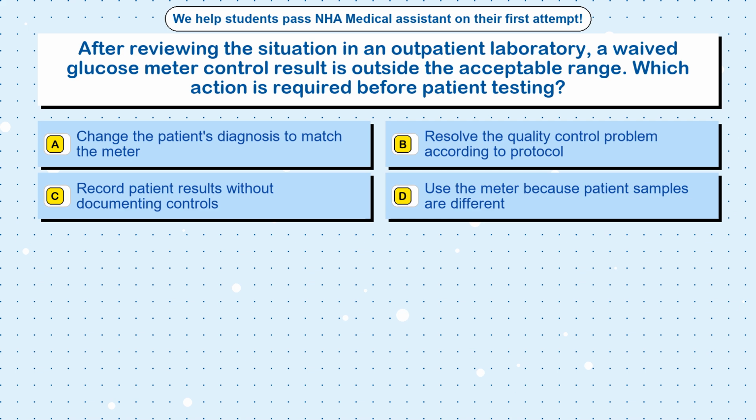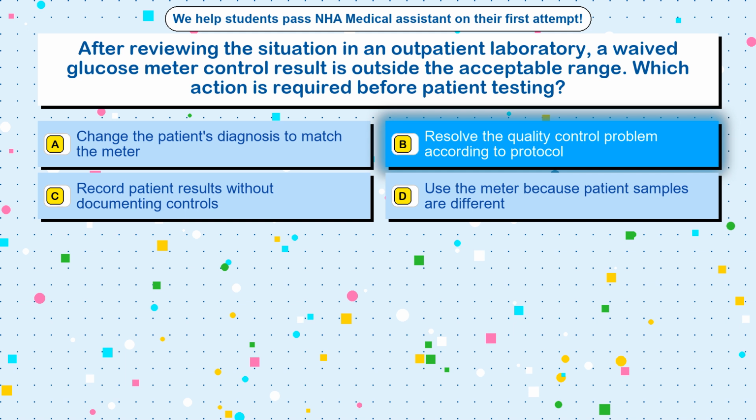Question 58. After reviewing the situation in an outpatient laboratory, a waived glucose meter control result is outside the acceptable range. Which action is required before patient testing? Option A. Change the patient's diagnosis to match the meter. Option B. Resolve the quality control problem according to protocol. Option C. Record patient results without documenting controls. Option D. Use the meter because patient samples are different. The correct answer is option B.